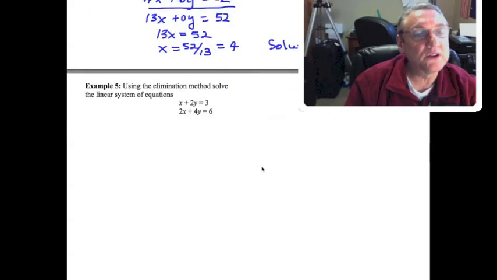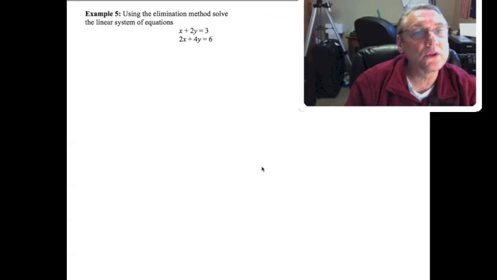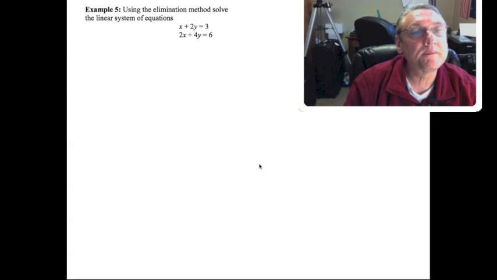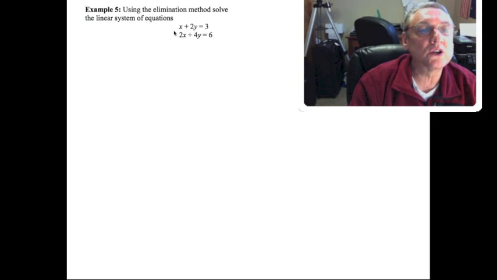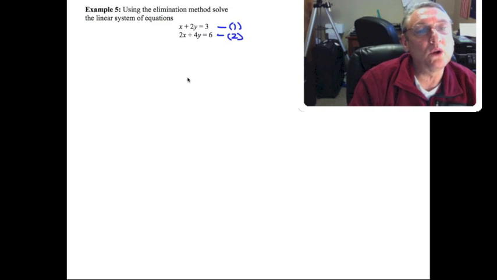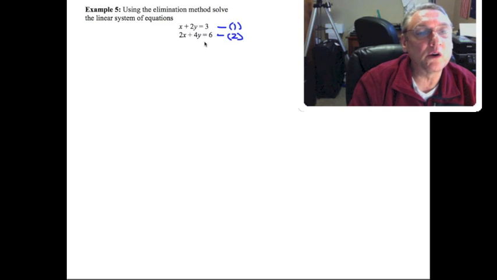Right, in this next example, we'll look at the third kind of scenario that we could have. So we're going to use the elimination method again to solve this linear system of equations. This one will be equation 1, and this is equation 2. All right, again, we're looking for a way in which we can eliminate a variable. Notice that I have a 2y here and a 4y here.